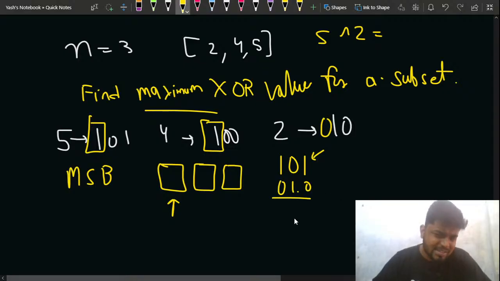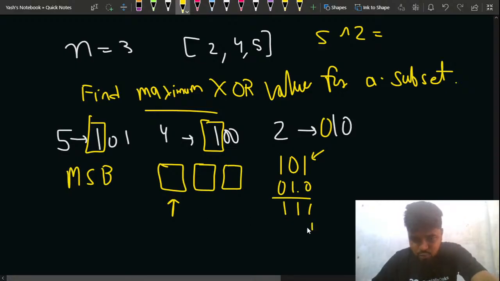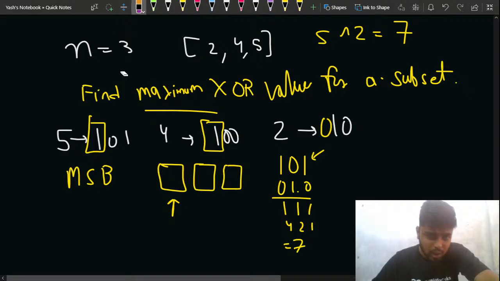So for this case it will look like this: 1 1 1. What do we get? 1 1 1 means 1, 2 and 4. This gives us 7, right? So you can see that we got the answer 7. Let us try and do more variations, another variation.